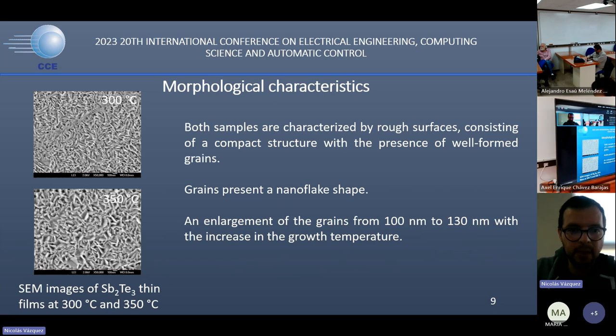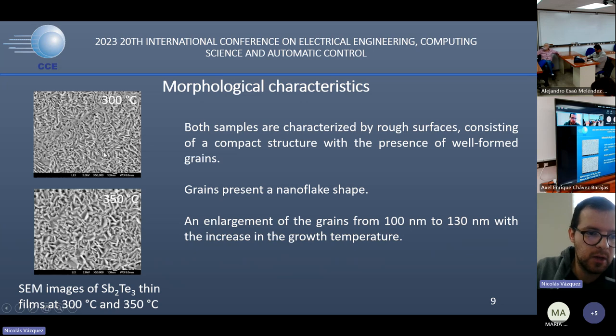For the morphological characteristics, we have SEM images, both of which are characterized by rough surfaces with a compact structure, which means that there are no pinholes or voids or flaws throughout their surfaces, with the presence of well-formed grains. These grains present an anemoflake shape, and obviously there is an enlargement of the grains when we increase the substrate temperature from 300 to 350, passing from 100 nanometers to 130 nanometers.